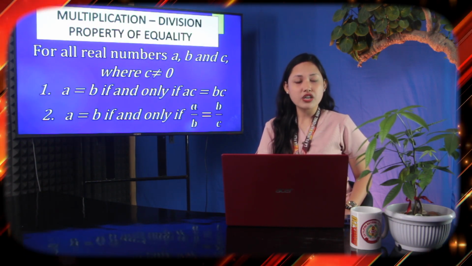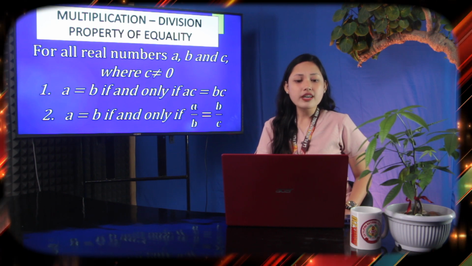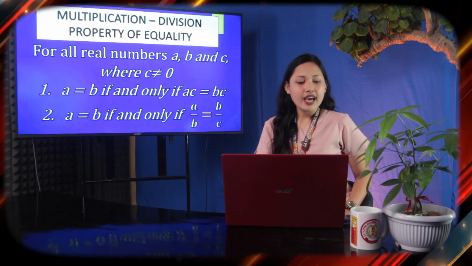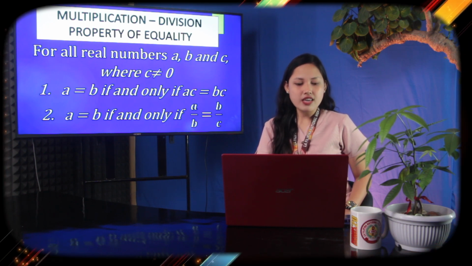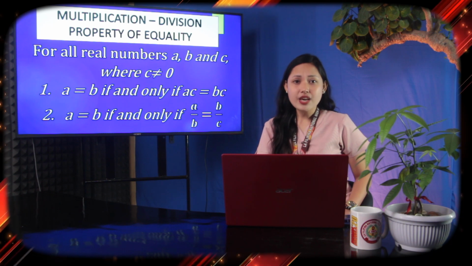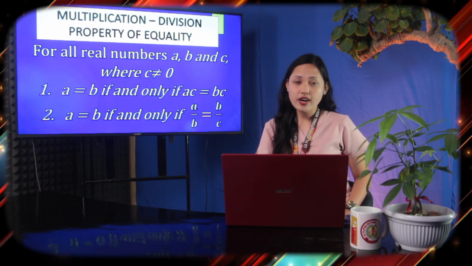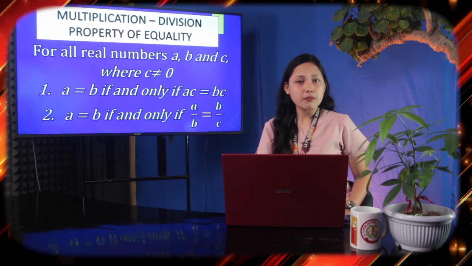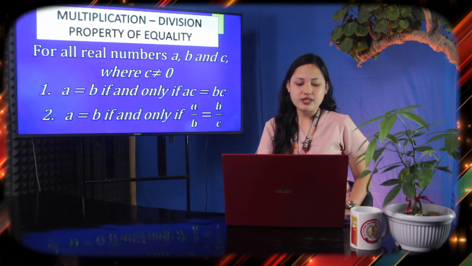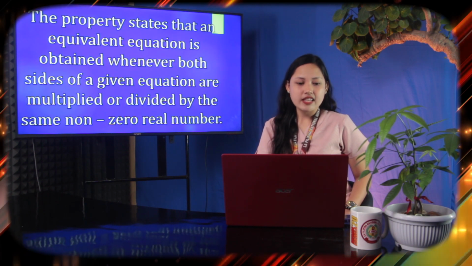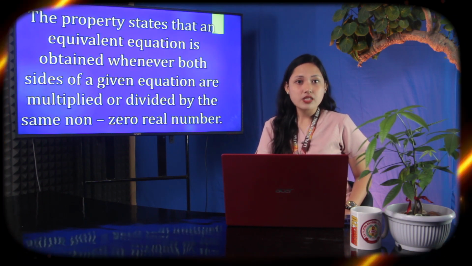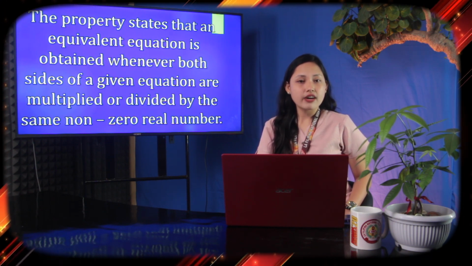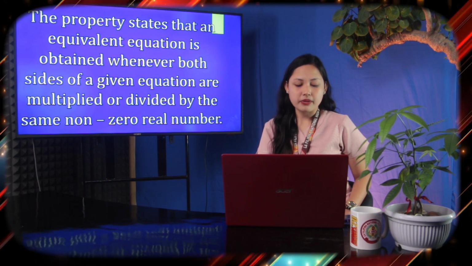The multiplication and division property of equality states that for all real numbers a, b, and c, where c is not equal to 0, a equals b if and only if the product ac equals the product bc, or a equals b if and only if the quotient a over c equals the quotient b over c. The property states that an equivalent equation is obtained whenever both sides of a given equation are multiplied or divided by the same non-zero real number.